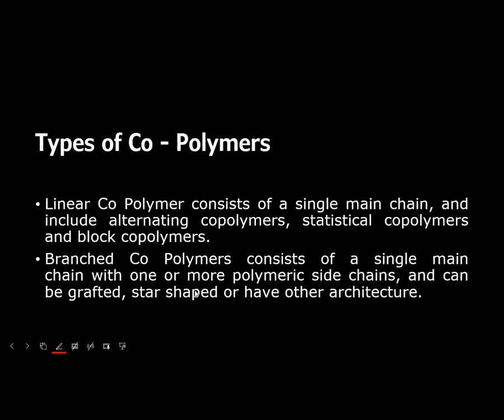So, types of copolymers. Well, there are linear copolymers and branch copolymers, where linear copolymers consist of a single main chain and include alternating copolymers, statistical copolymers, and block copolymers. Whereas branch copolymers consist of a single main chain with one or more polymeric side chains and can be grafted, star shape, or having other architecture, like a benzene sort of shape.